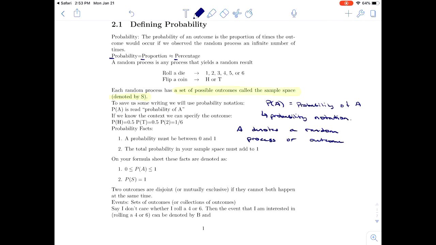So we'll talk more about probability notation, but now let's talk about some probability facts. So there's two main facts of probabilities that we have to always keep in mind. And the first one is that in order to be a probability, it has to be between 0 and 1. So think about a probability in terms of percentages, right? A probability can only be between 0 and 100%, right? But probabilities are between 0 and 1. The second fact that we have to deal with is that the sum of all the probabilities in your sample space has to total 1.